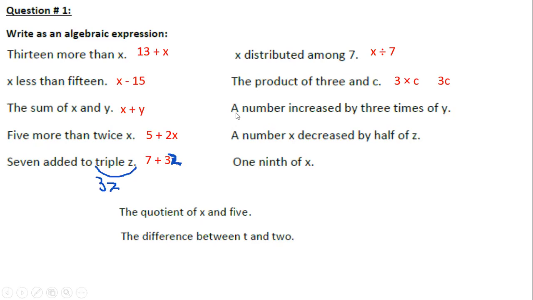Okay. Now, a number increased by 3 times of Y. Let's go through the words. A number. Do I know this number? No. So it is known or unknown? How do we represent an unknown? We use what? We use a letter: A, B, C, D, E, X, Y, Z, T, whichever you like.